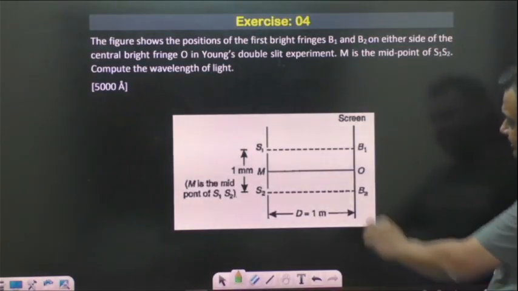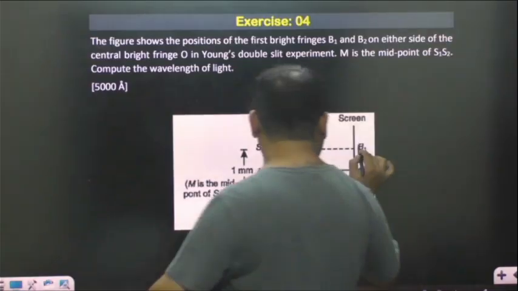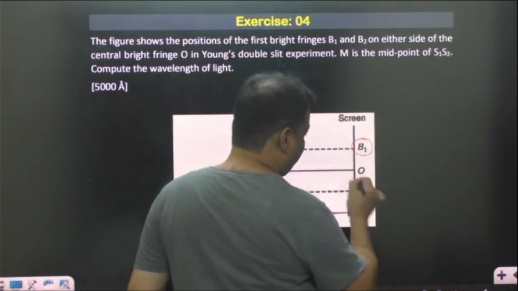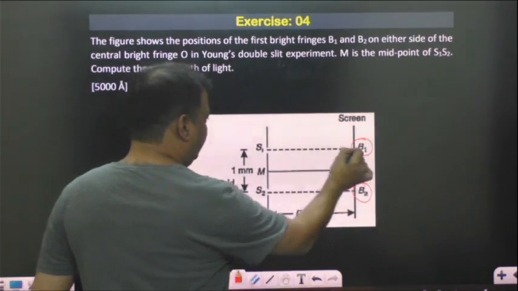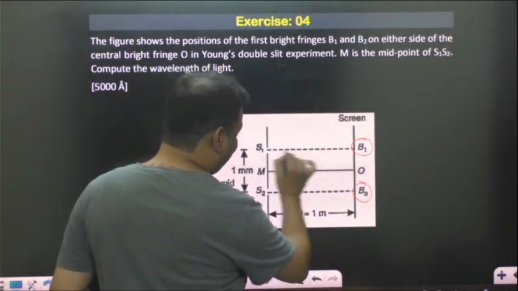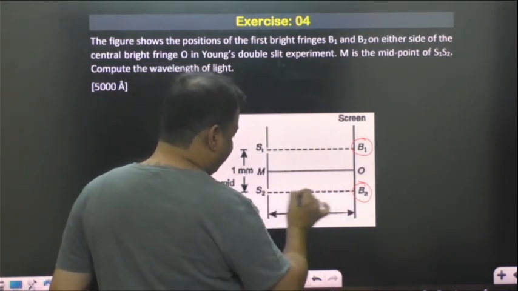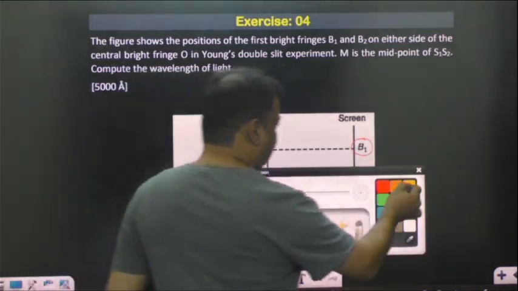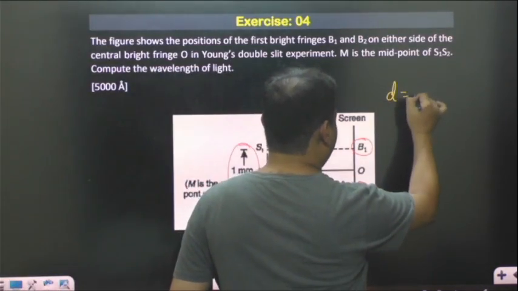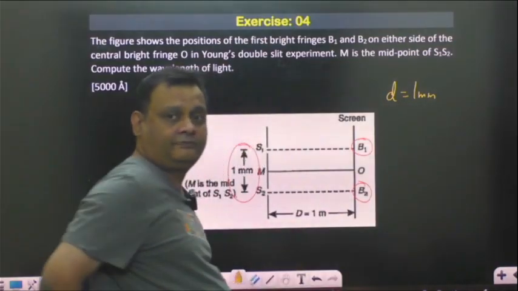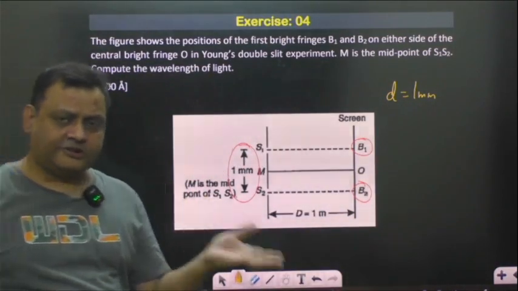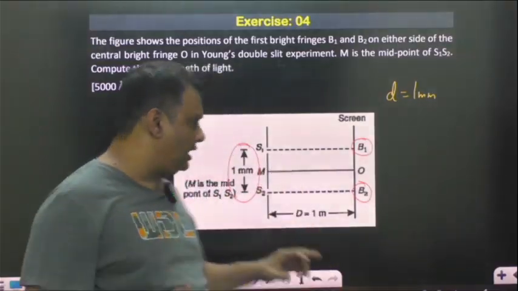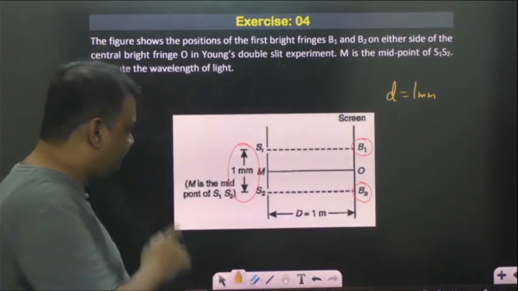So in this case we have one first maxima B1 here and one first maxima B2, and B1 is, you can see, exactly in front of slit 1 and B2 is exactly in front of slit 2, and this is given to be 1 millimeter. So in the figure, can I say small d is 1 millimeter, yes or no? What is the small d in the standard model? The distance between the slits, that is 1 millimeter, correct?